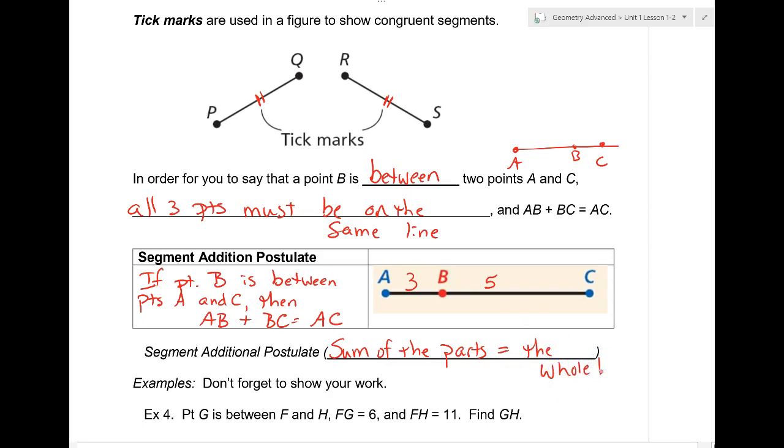Does that make sense? Could I have more than 2 segments that add together to be a bigger segment? Yes. So that's why it's almost a fail-safe way to say sum of the parts equal the whole. All right, so a few things you need to learn about geometry.